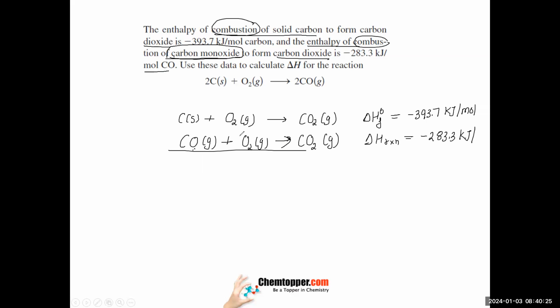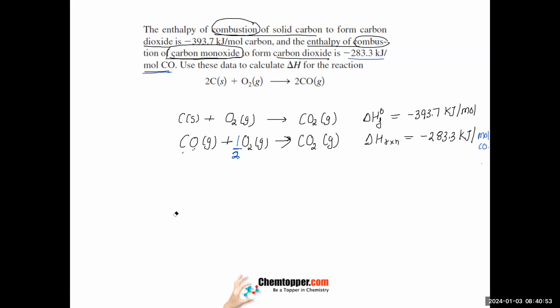I think I have to take half O2, right? That's it. Because this value is per mole of CO. Look at the unit. So take care. You have to take only 1 mole of CO. We are okay? Any questions here? So what I have done, I have made the equations.